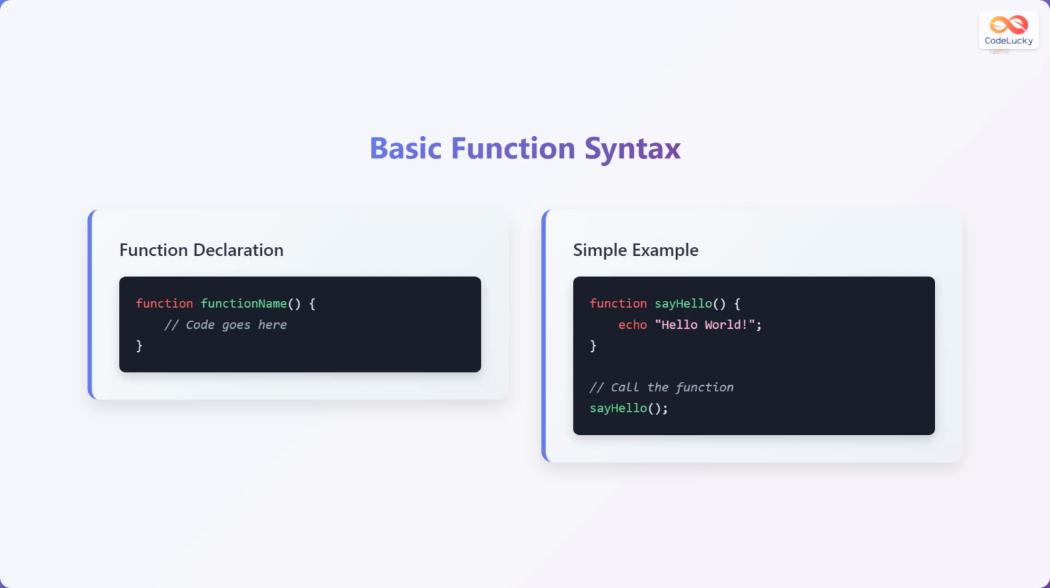For example, here's a simple function called say hello. The function uses the echo statement to display the string hello world. To call the function, simply write the function's name followed by parentheses.